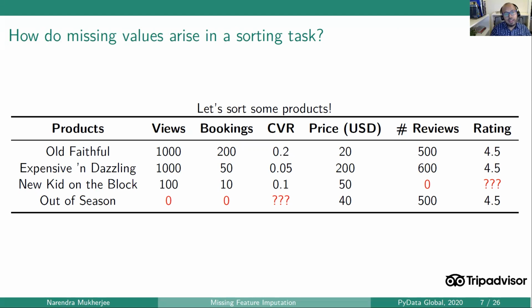To address how we get missing values in the first place in a sorting task, let's take an example of a sorting task. So there are 4 products that we are looking at over here.